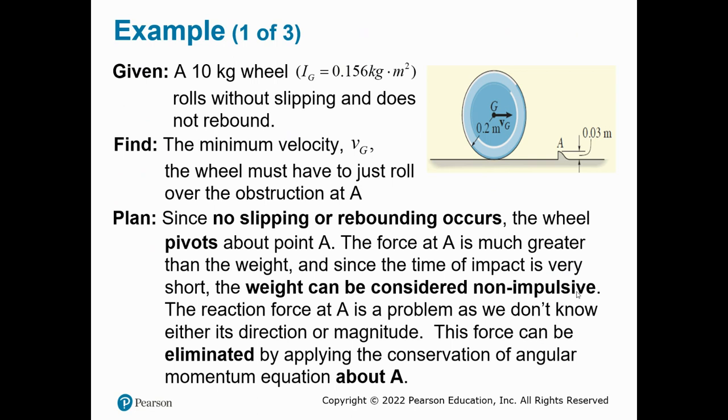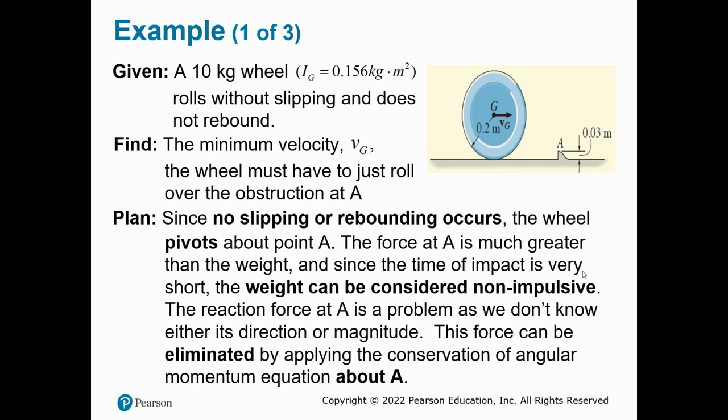First one, we have a 10 kilogram wheel with mass moment of inertia Ig of 0.156 kilogram meter squared. It rolls without slipping and does not rebound. We're looking for the minimum velocity just enough to roll over that hump at A. If no slipping and rebounding occurs, then the pivot point is at A.